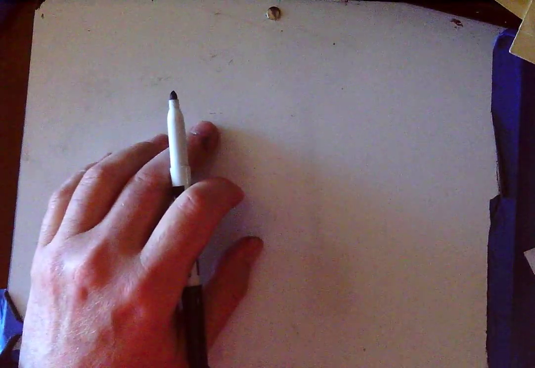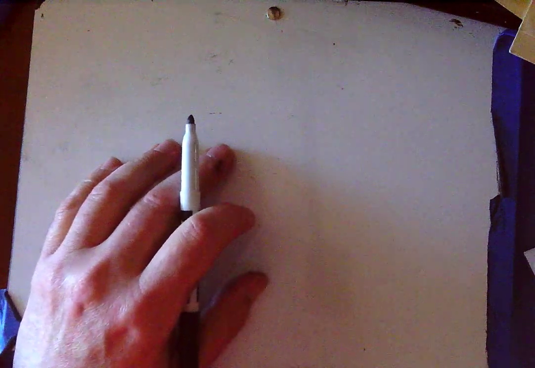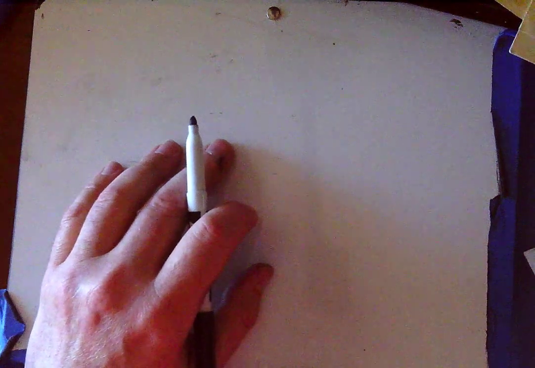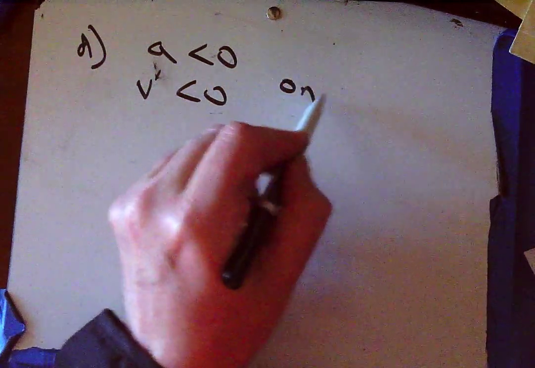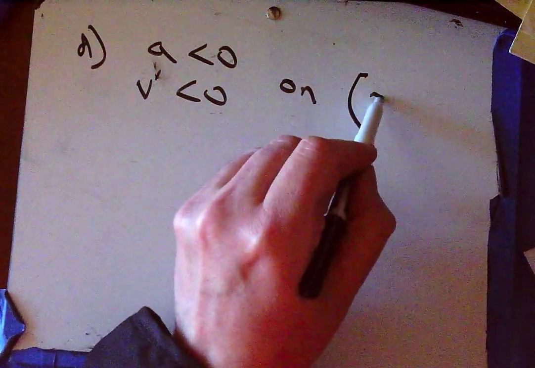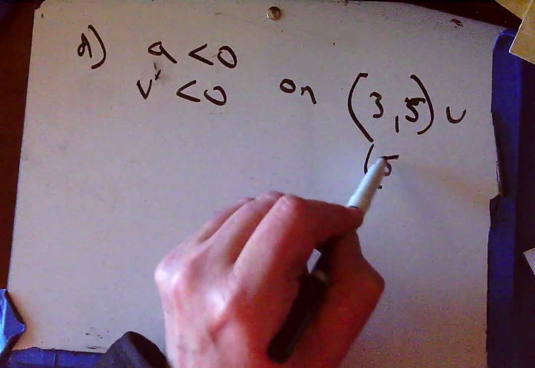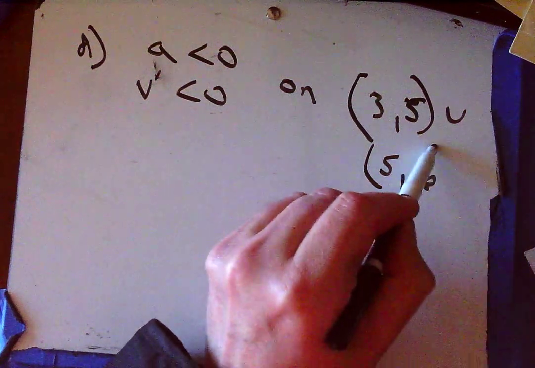When is the fish decelerating? Well, we know acceleration is the slope on velocity. And if we want decelerating, then we want to look at places where there are negative slopes on velocity. Well, acceleration is less than 0, or v prime is less than 0 on (3, 5) union (5, 6).